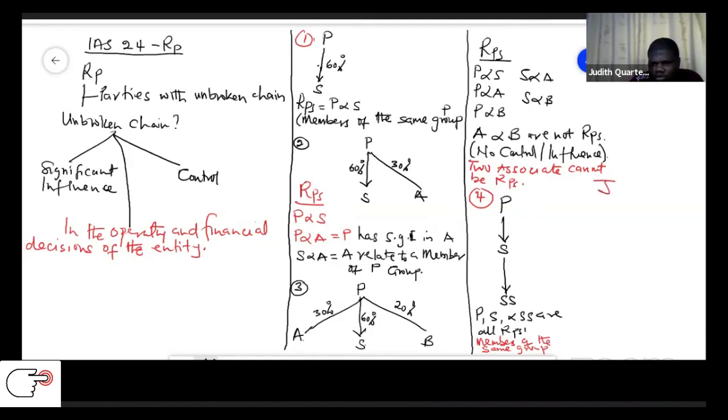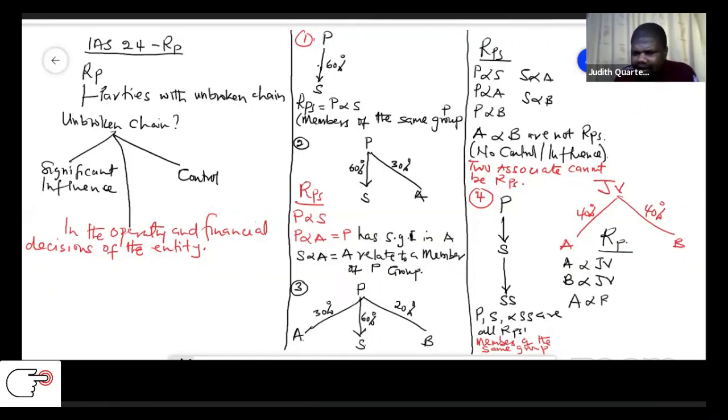What about this? Joint venture. We have A and B. They each own 40%. A joint venture is a business or operation which is jointly controlled. An operation that is what? Jointly what? Controlled. So now the question is, who are the related parties? A and the joint venture, they are related parties. B and the joint venture, they are related parties. But A and B are not. There's nothing between them. There's no influence, no control between A and B. They have no unbroken chain.